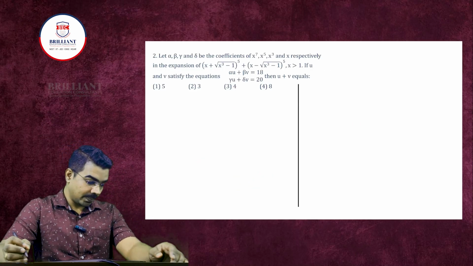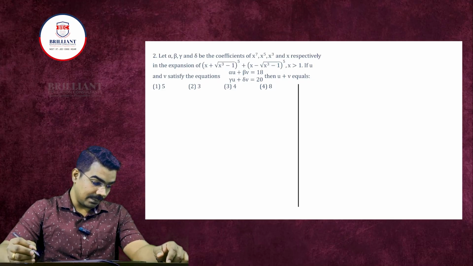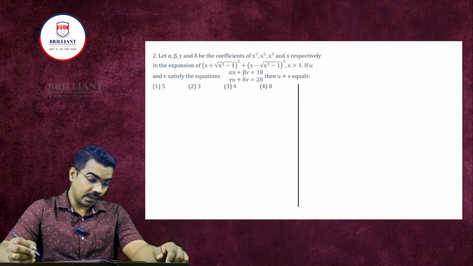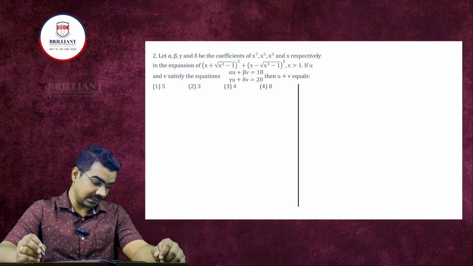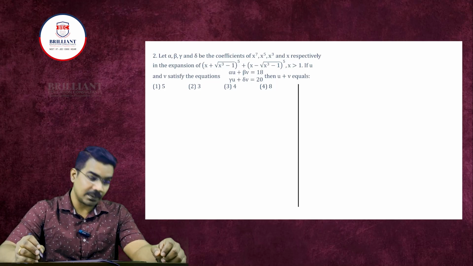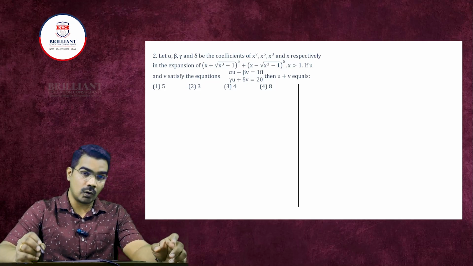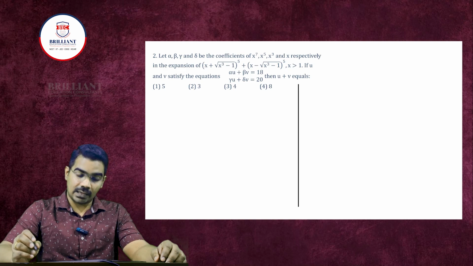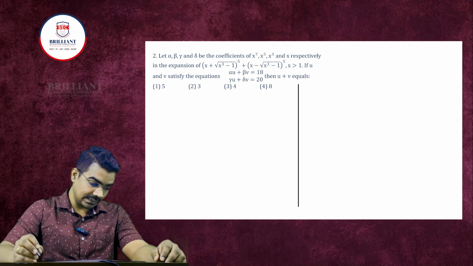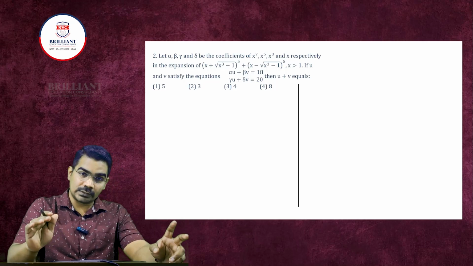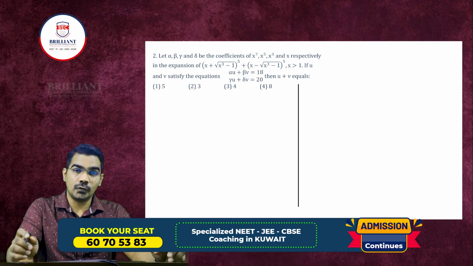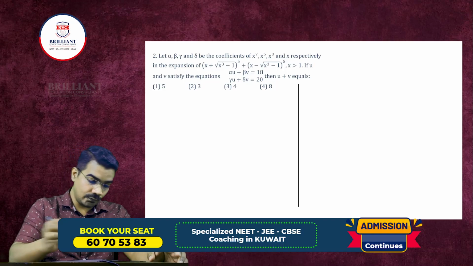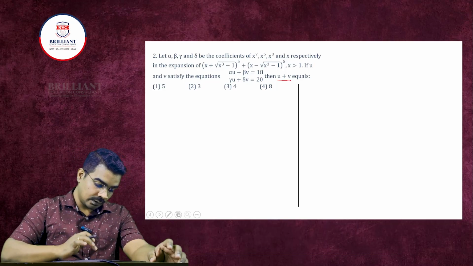So next question. Let alpha, beta, gamma and delta be the coefficients of x raised to 7, x raised to 5, x raised to 3 and x respectively in the expansion of (x plus root of x cube minus 1) the whole raised to 5 plus (x minus root of x cube minus 1) the whole raised to 5, x greater than 1. If u and v satisfy the two given equations, we have to find out the value of u and v.